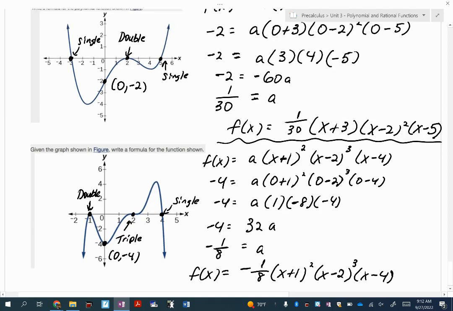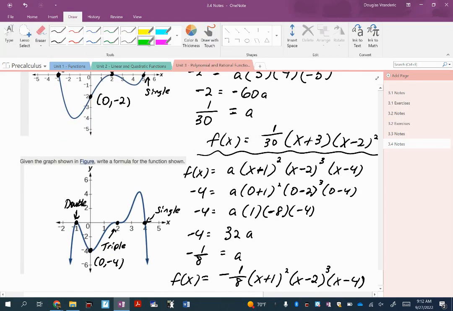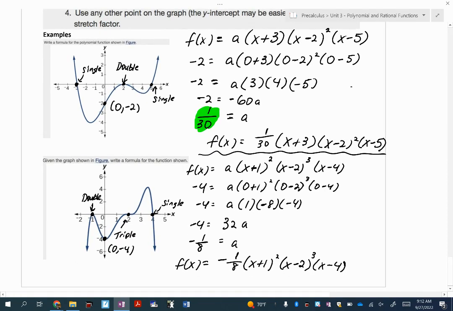All right. Now, one thing I forgot to mention as I look at both of these, if you look at the first one, the letter A was 1/30th, a positive 1/30th. And when you look, you should see that our degree is going to be single plus double plus single, which is going to be 4. So they're opening in the same direction, and a positive leading coefficient means they both go up.